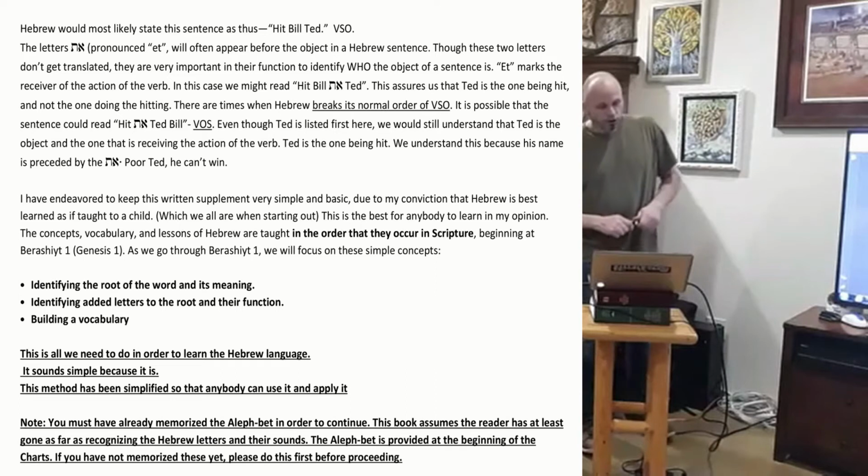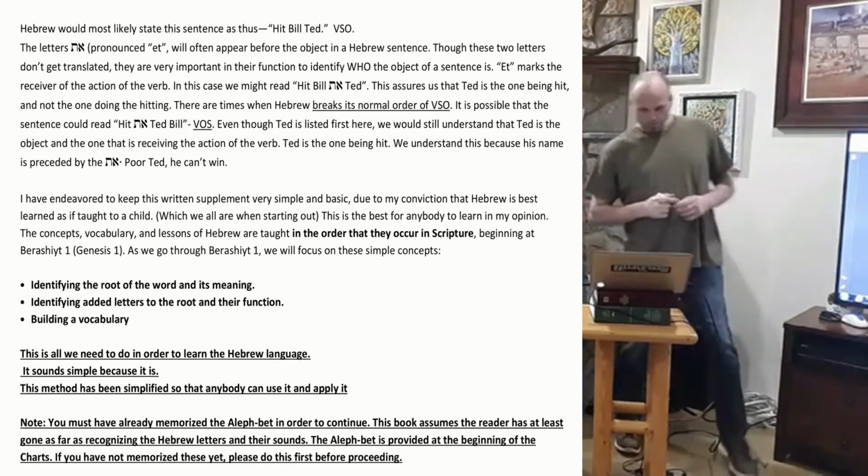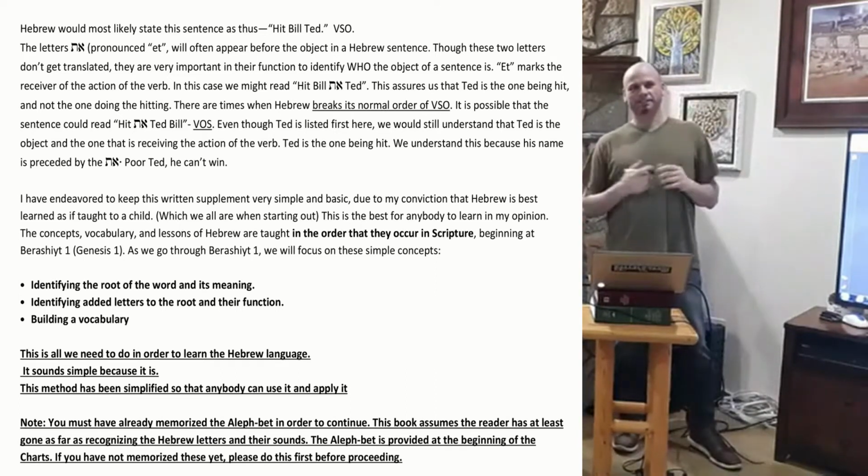We're going to introduce you to the Aleph Tav, pronounced et. So who has heard of Aleph Tav?